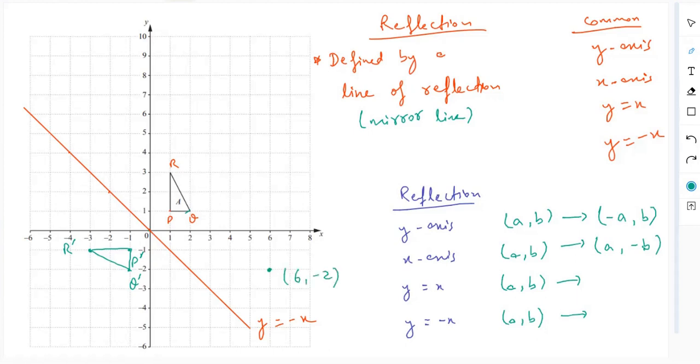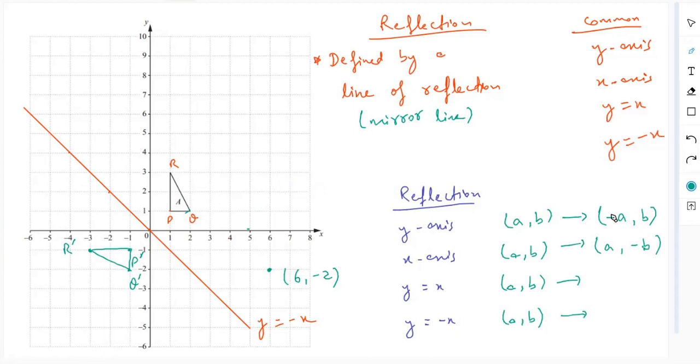If you have to reflect it in the x axis, then what will happen? The x coordinate will stay the same, right? If you had a here, you have a there as well. The x coordinate remains the same. So it's still 6. But the sign of the y coordinate changes. So -2 becomes +2, it reflects and goes up. This is 6 and 2. That's your reflection there. Okay?